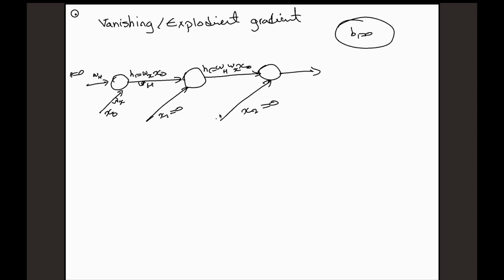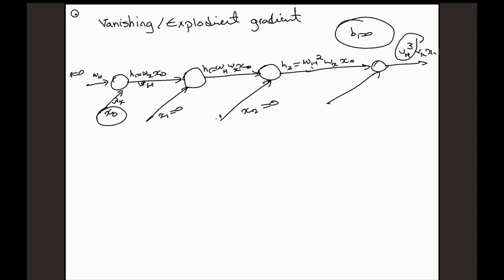The next time, h2 would be just multiplication of that by wh, so that would be wh squared wx, x0. Next time it will be wh cubed wx, x0, and so on and so forth. So as you can see, that first observation still is playing a role through these exponents.